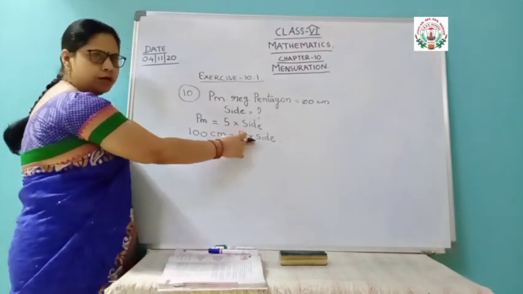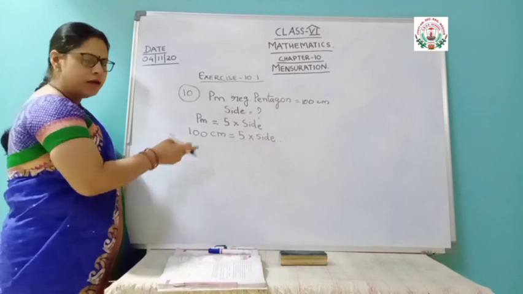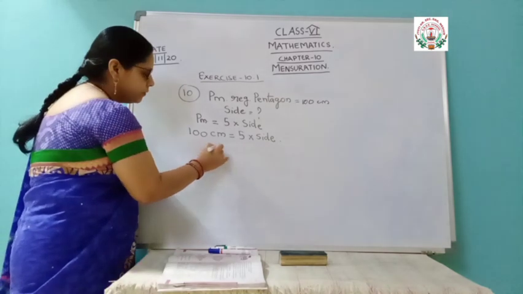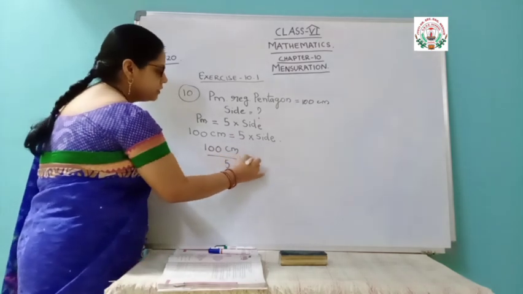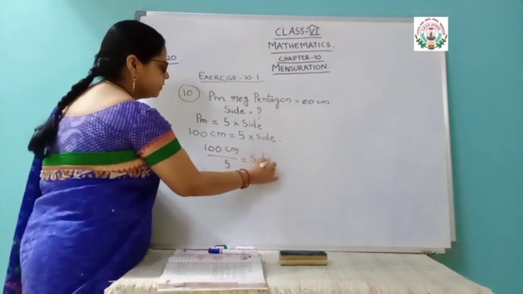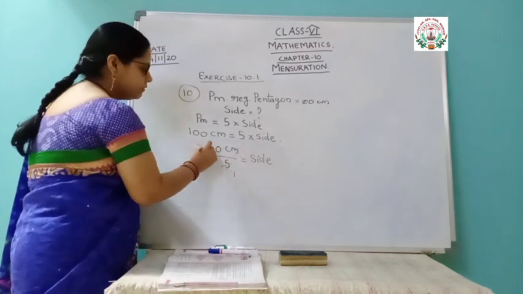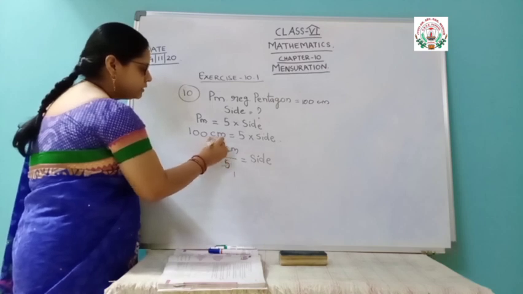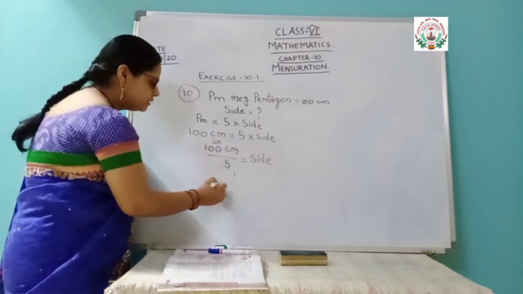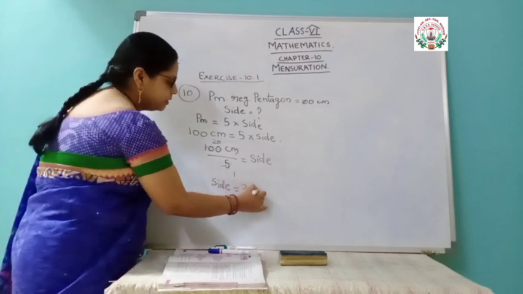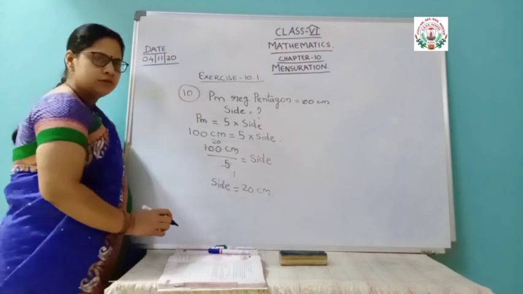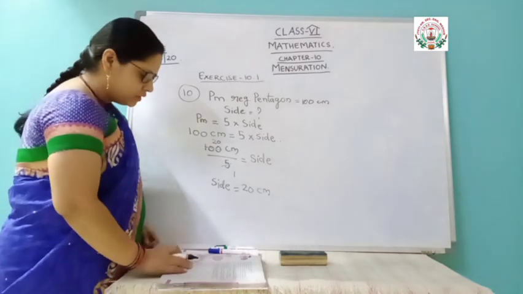So, this 5 into, when you bring it to the other side, it will be in the divide form. So, 100 centimeter divided by 5 is equal to side. Now, 5 ones are 5, 5 twos are 10 and 0 is remaining. That means side is 20 centimeters. So, this much is clear. This is question number 10.